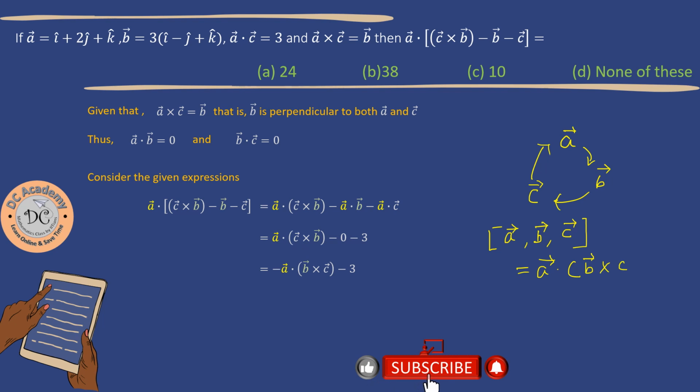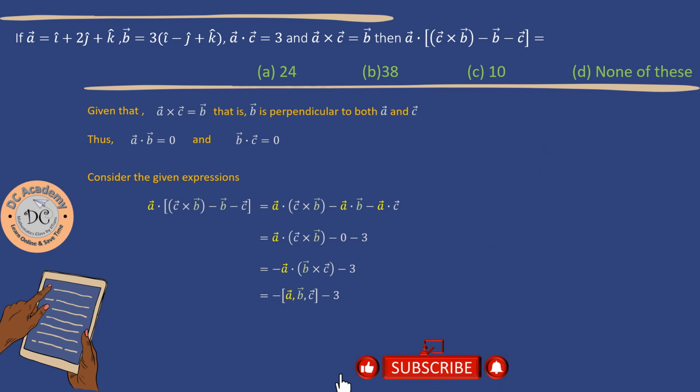Now here obviously we notice that it is given as C cross B. So that's why we apply B cross C with a negative sign. Why? Because we know that C cross B vector is equal to minus B cross C. That's the property of the cross product of vectors. So from here we can easily identify that A dot C cross B can be written as minus the scalar triple product of the vectors A, B, C, then minus 3.